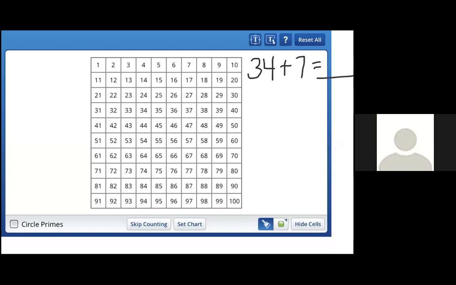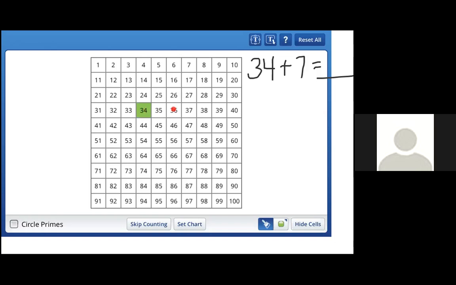I'm going to start by finding 34 on the hundredths chart. Tell me when you've seen it. There it is right there. I see it also. 34. Next, we're going to count on 7. This is where you're going to notice something different happening that didn't happen last week. I'm going to start at 34 and I'm going to count on 7 more.